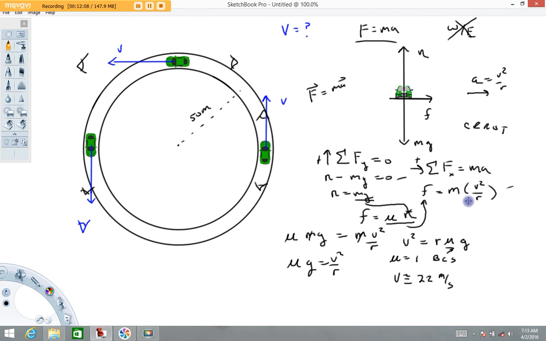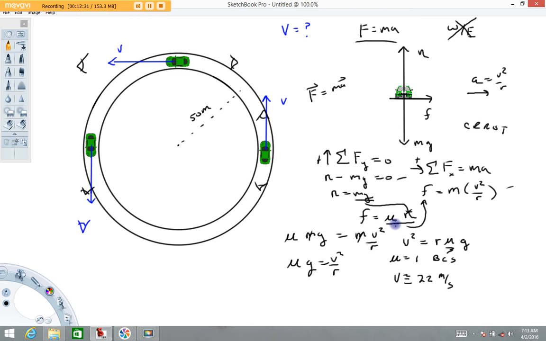Another important point: we have to know how the frictional force relates to the normal force. They're related by the coefficient of friction. So the frictional force is the coefficient of friction times the normal force, for sliding or static friction. In this case, I was looking for v max, so I used the static coefficient of friction. That's the maximum possible frictional coefficient.